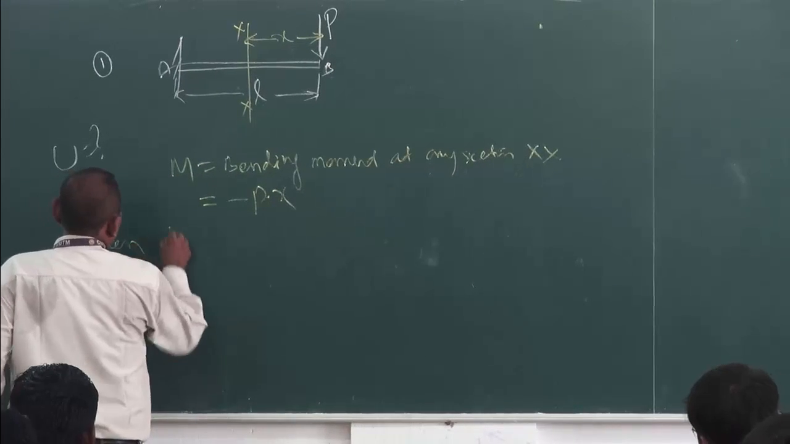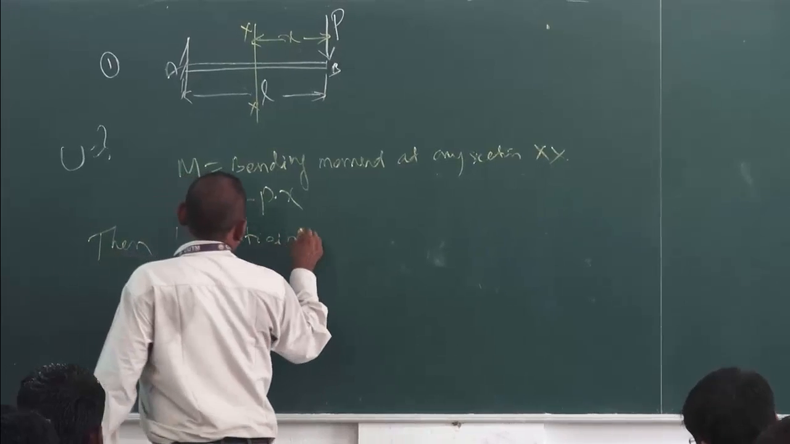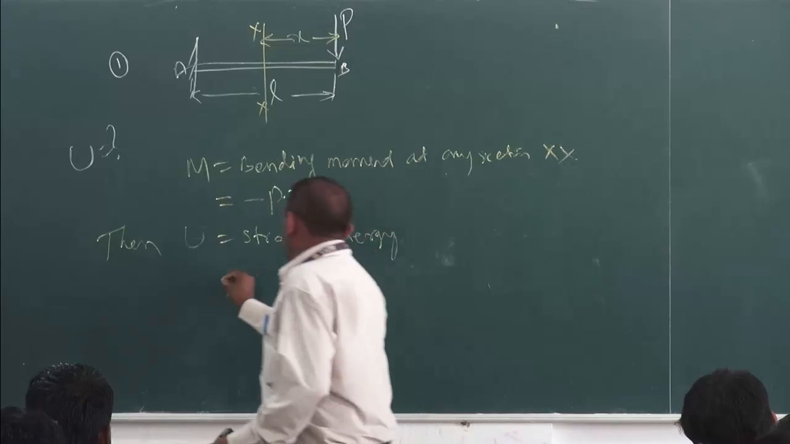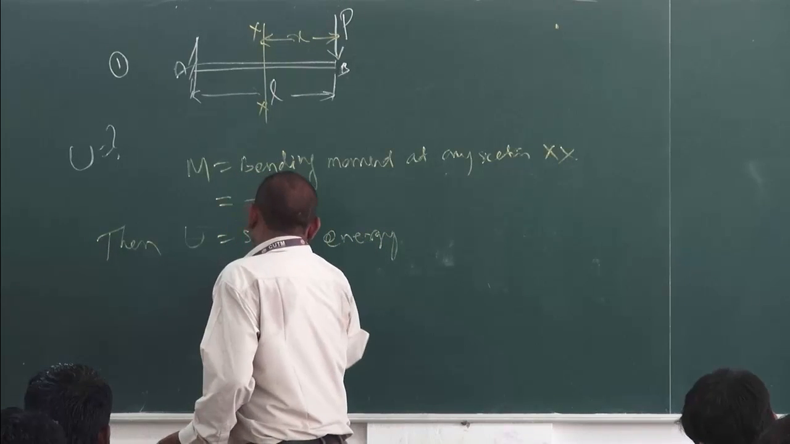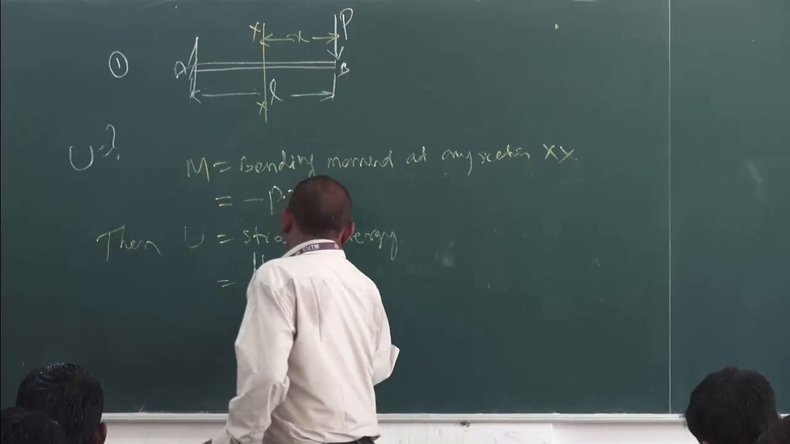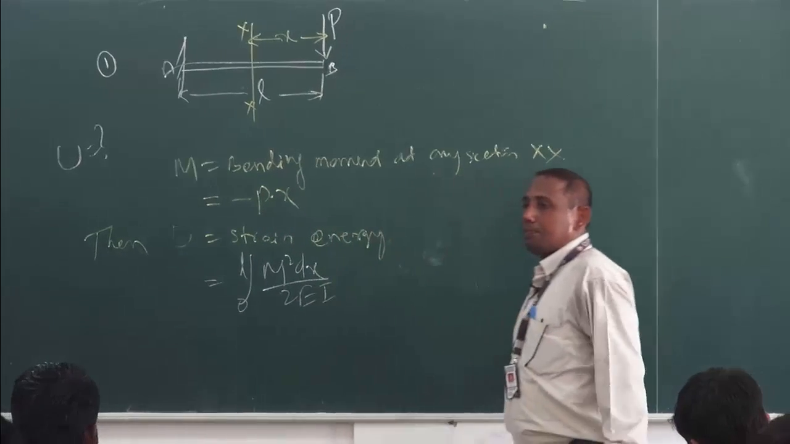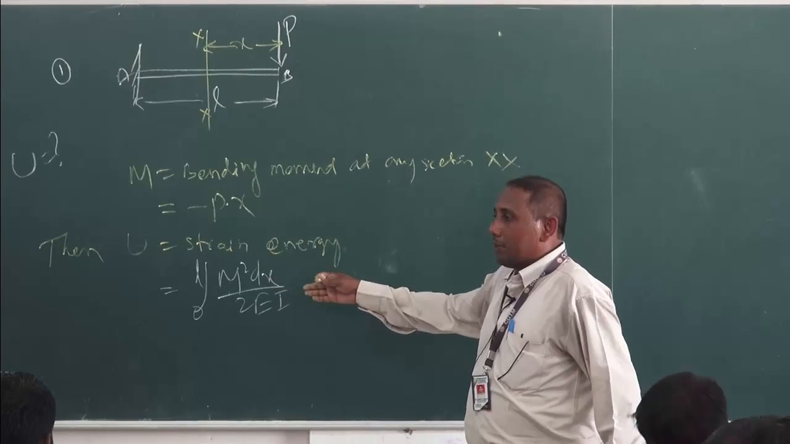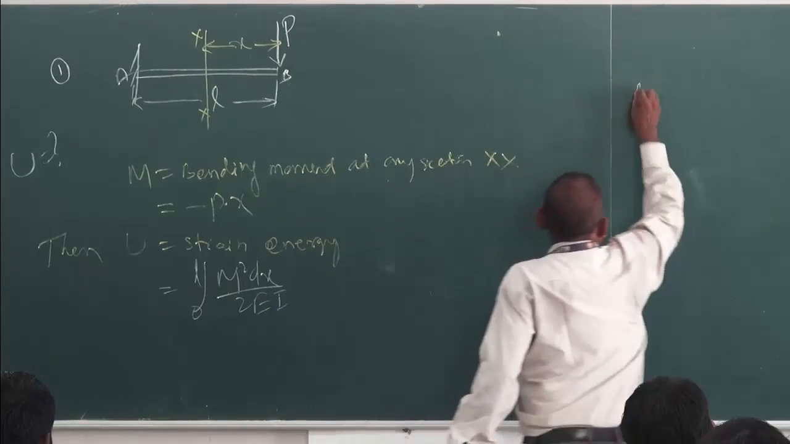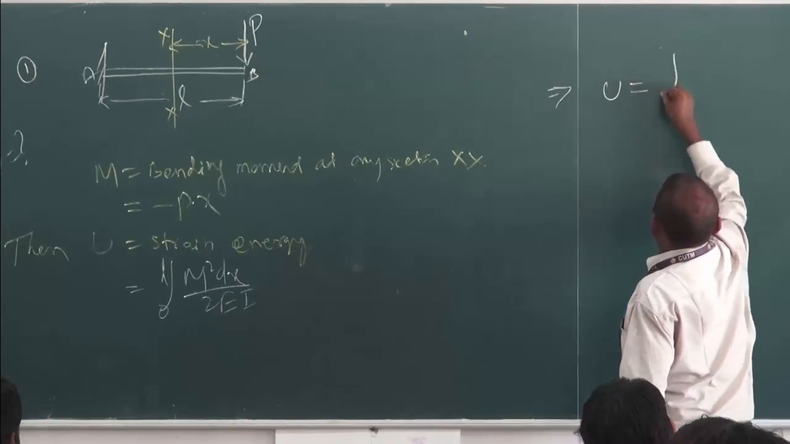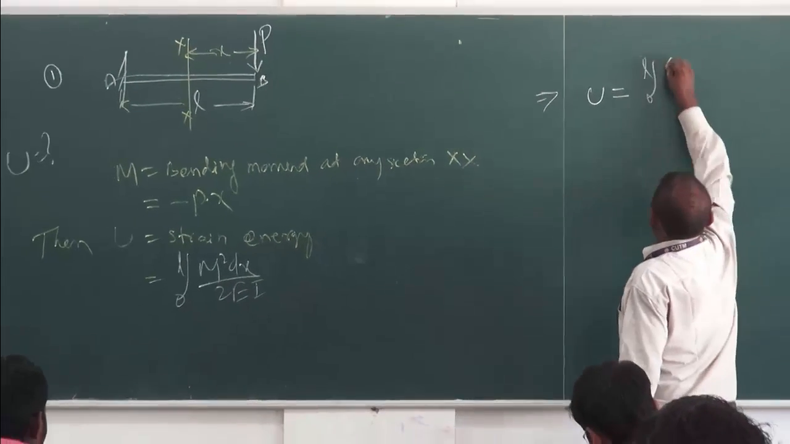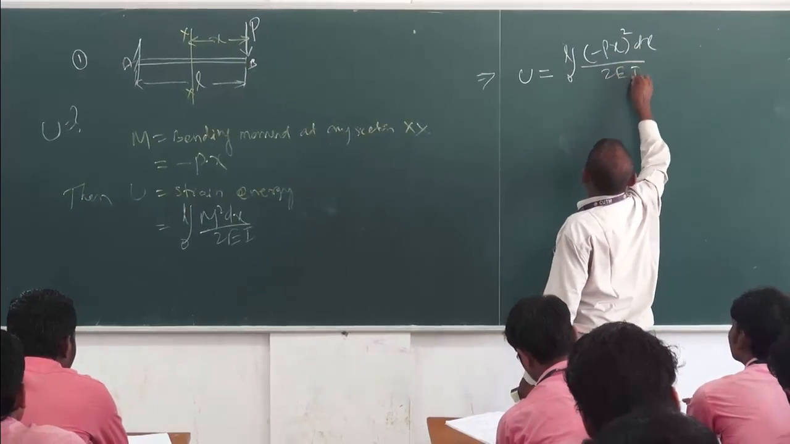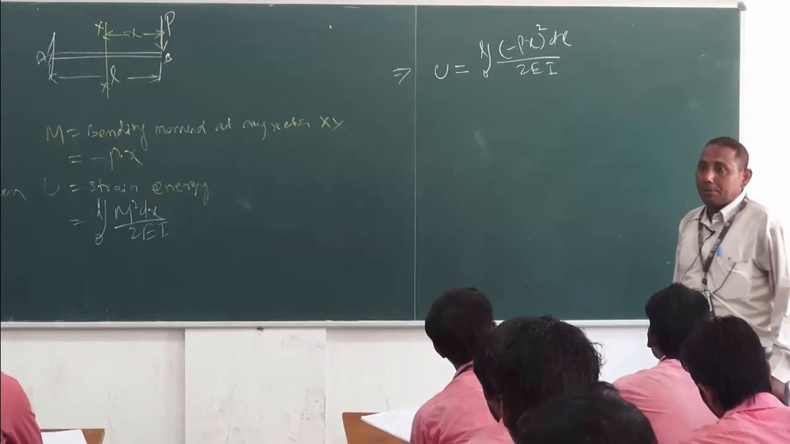Then U is equal to the strain energy, which, we know the formula, is integration of 0 to L M square dx by 2EI. So this is the strain energy formula due to bending moment. And this is equal to integral 0 to L, and M is minus Px, into dx by 2EI. Just I am putting the value of M here.